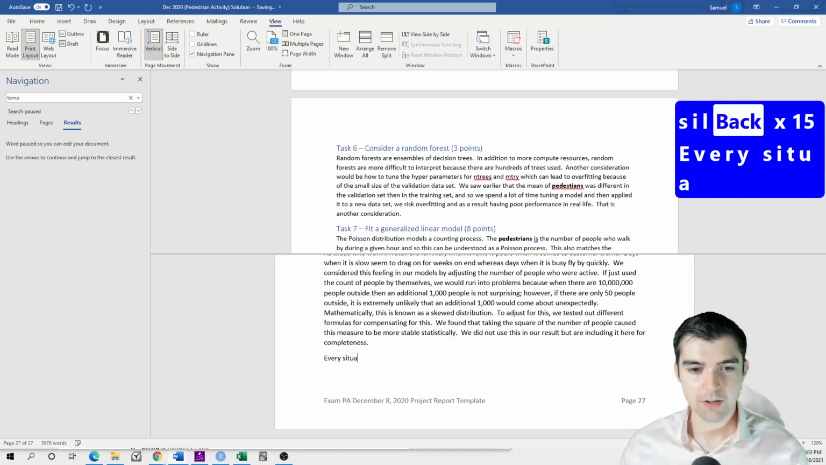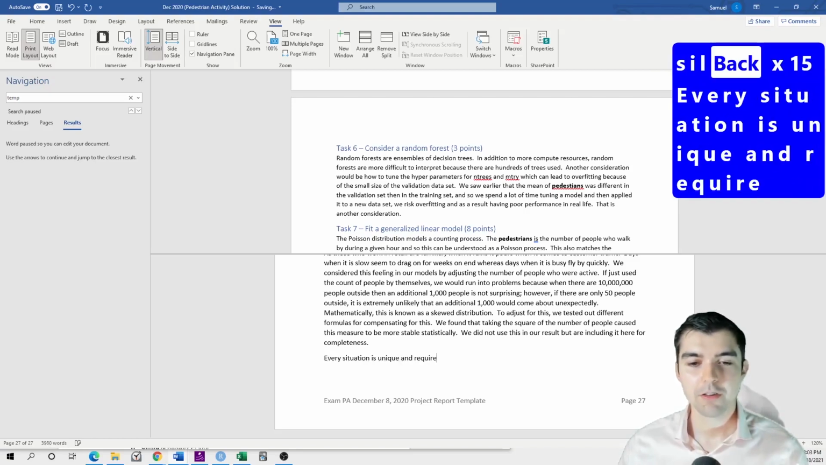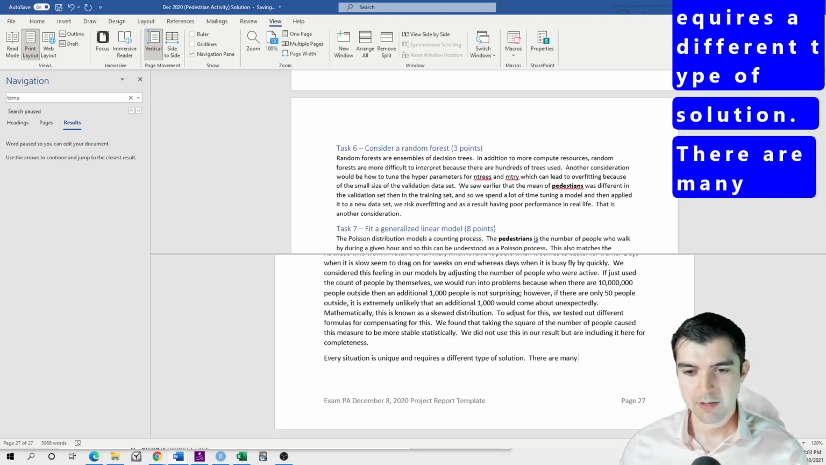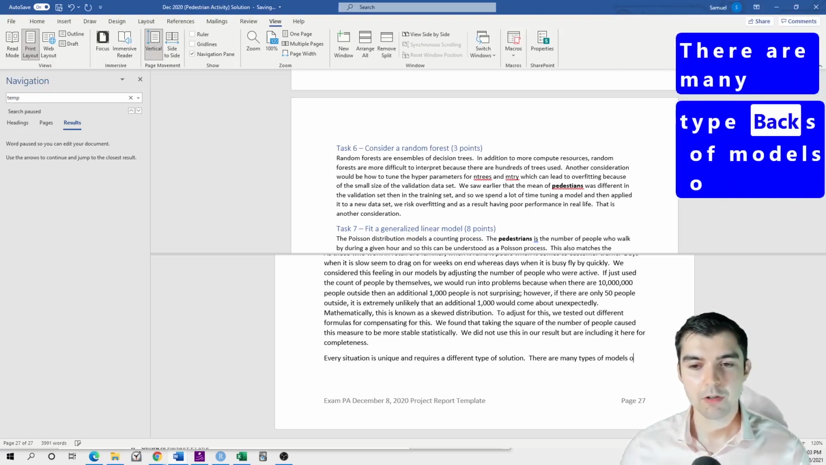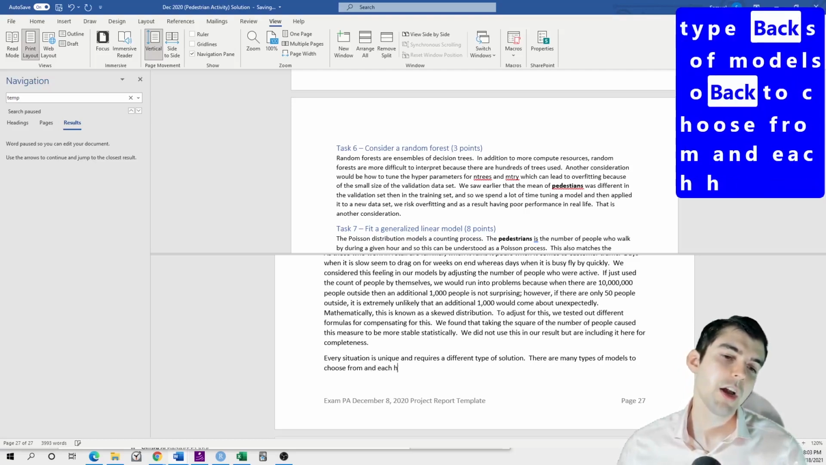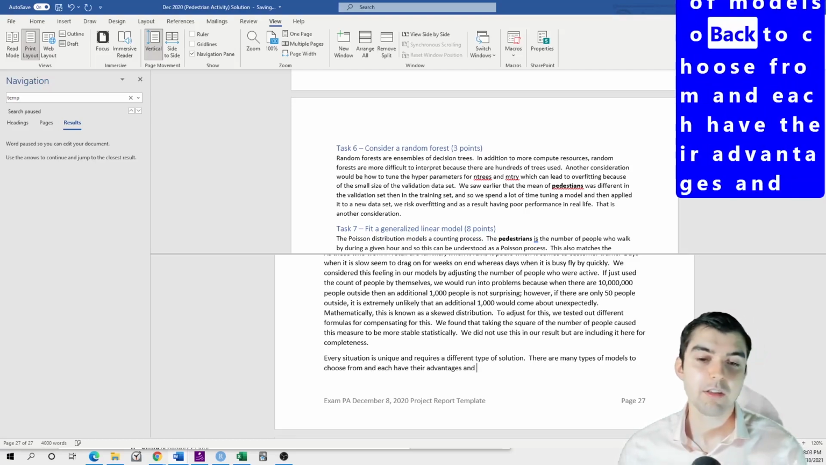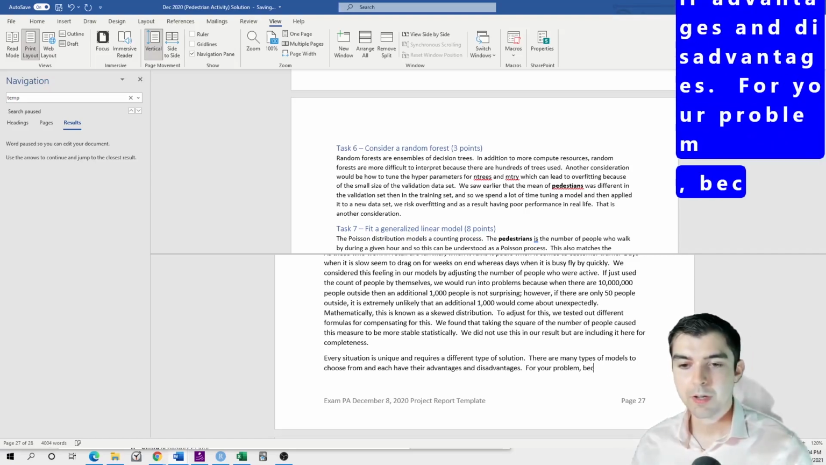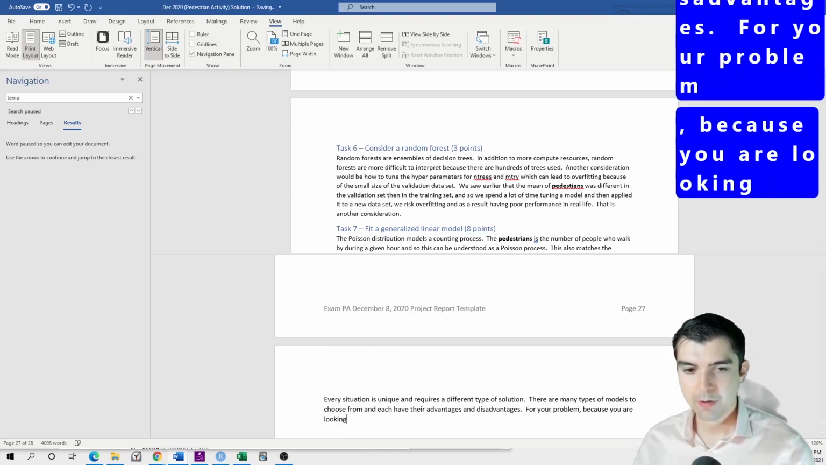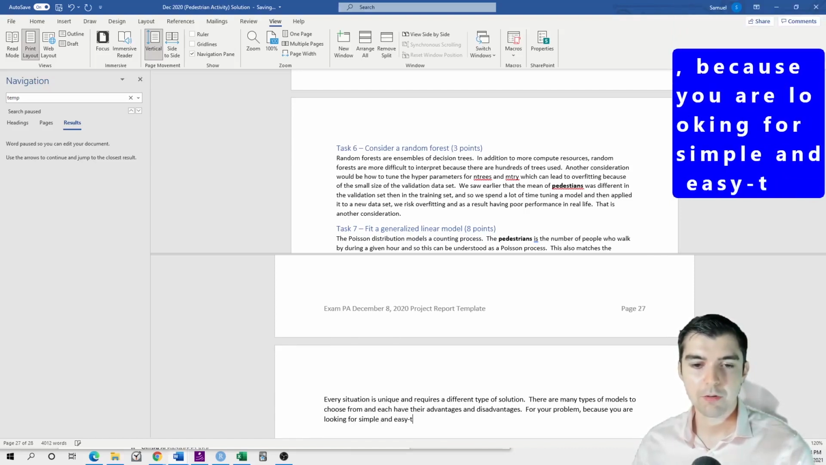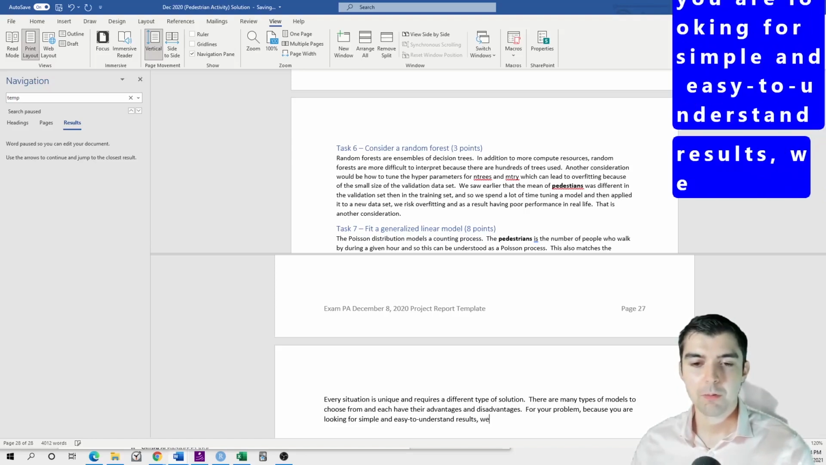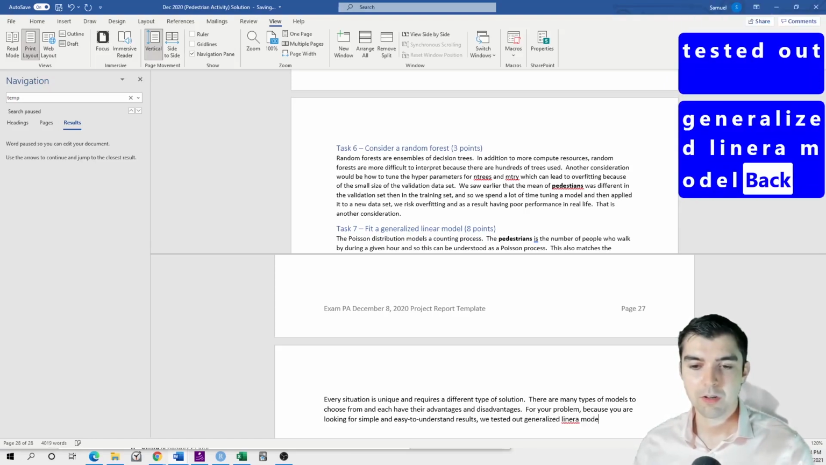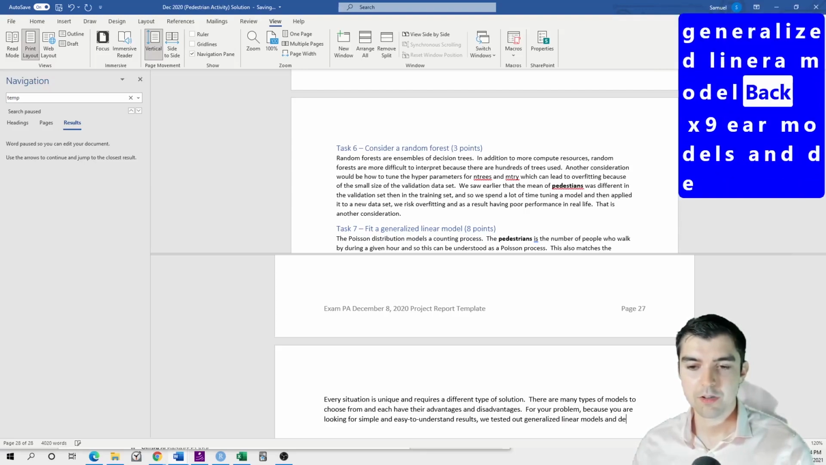Every situation is unique and requires a different type of solution. There are many types of models to choose from, and each has its advantages and disadvantages. For your problem, because you are looking for simple and easy to understand results, we tested out generalized linear models and decision trees.